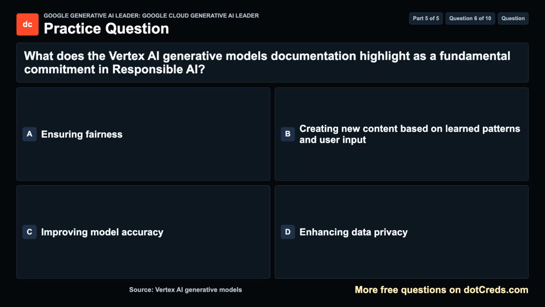Question 6. What does the Vertex AI generative models documentation highlight as a fundamental commitment in responsible AI? A. Ensuring fairness. B. Creating new content based on learned patterns and user input. C. Improving model accuracy. D. Enhancing data privacy. Take a moment, then we will review the answer.